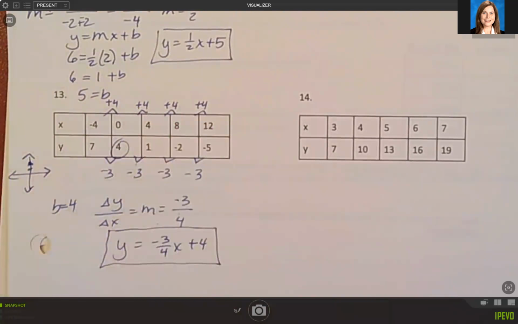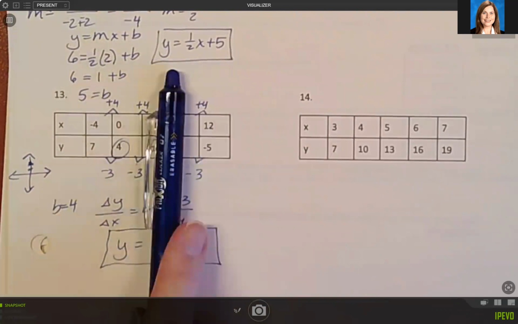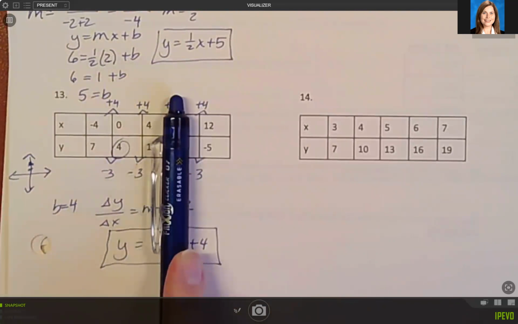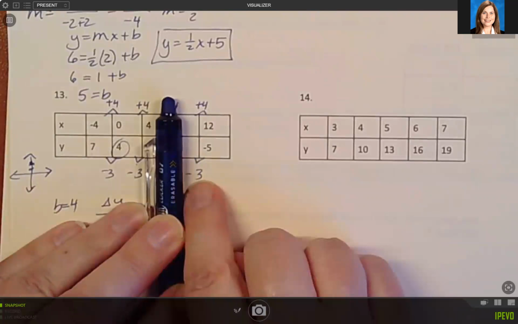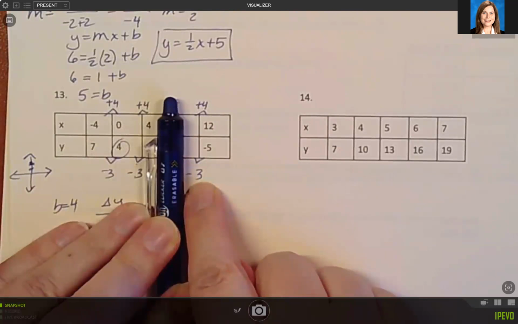I'm going to cover it up with my pen. So let's say they skipped this row right here. What would have happened here is instead of a +4, you would have had a +8. And instead of a -3 here, we would have had a -6. And it would still be proportional because it would still work out.